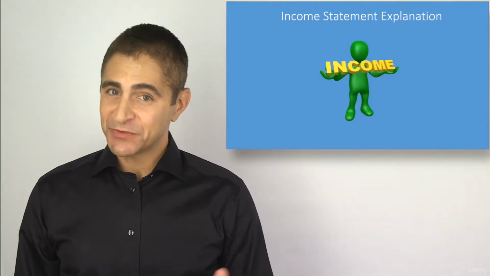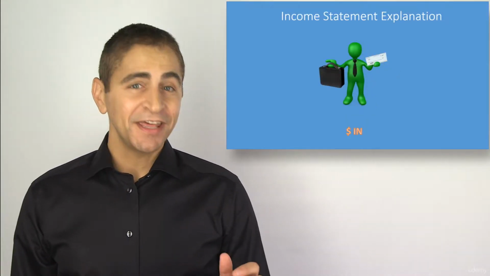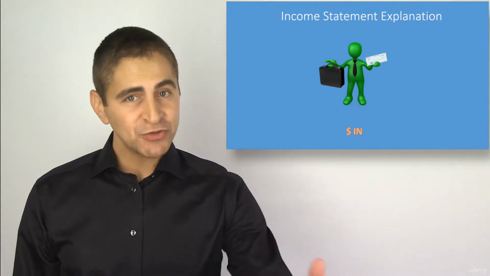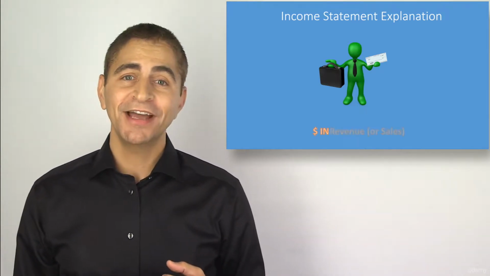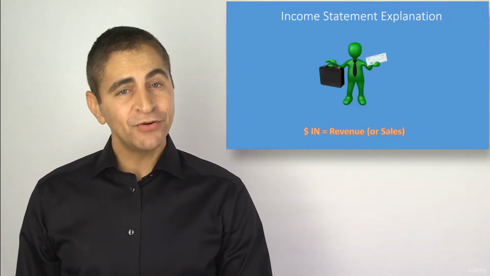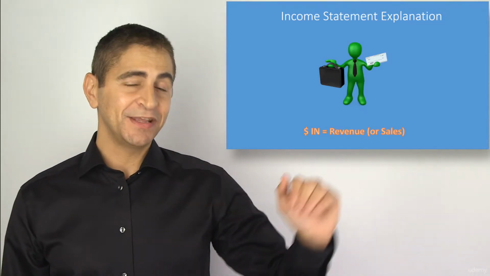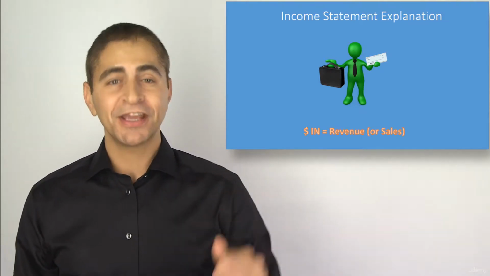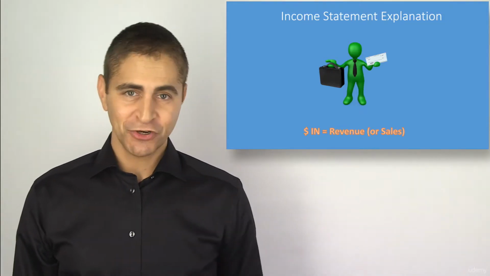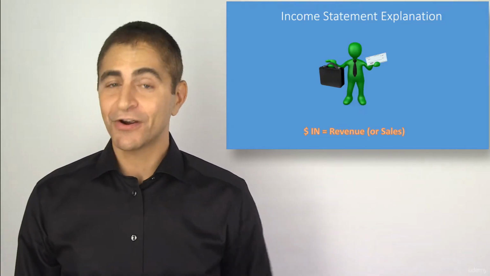Let's discuss the income statement in more detail. An income statement will tell you how much money is coming in to you. That's called revenue or sales, which is the same thing. Some people call it the top line because revenue goes at the top of the income statement. And the bottom line, what is our bottom line? That's net income at the very bottom.